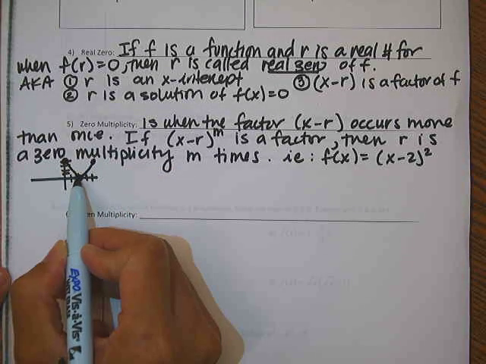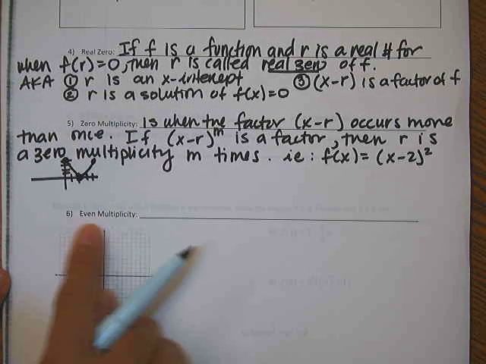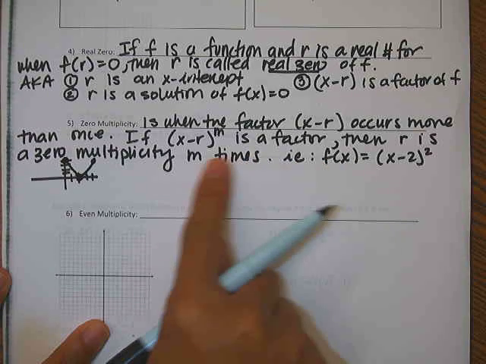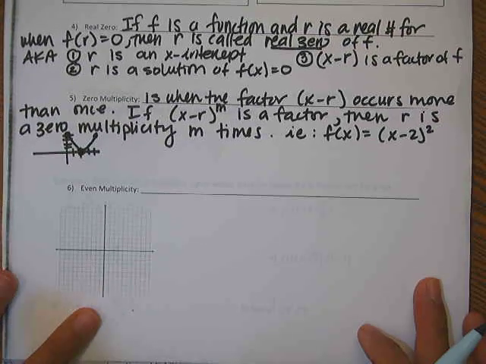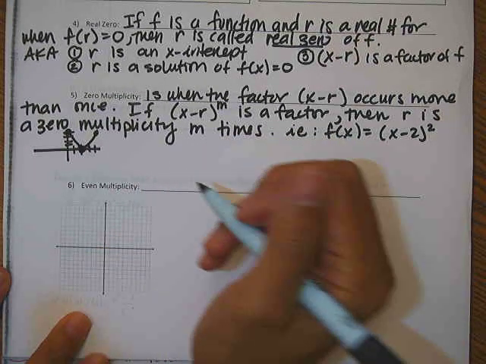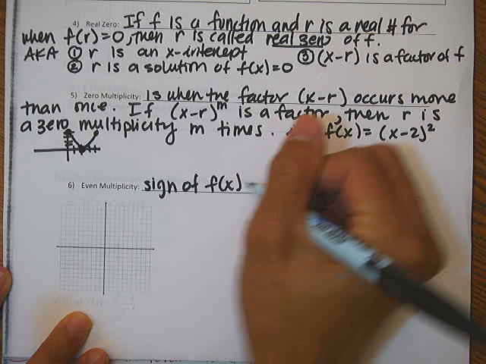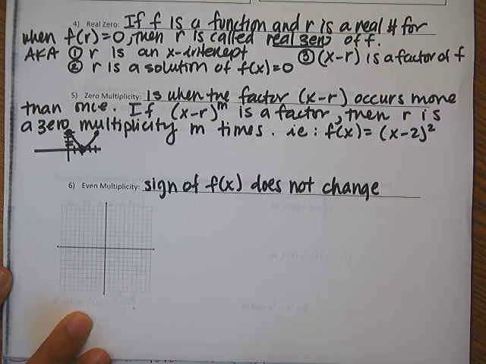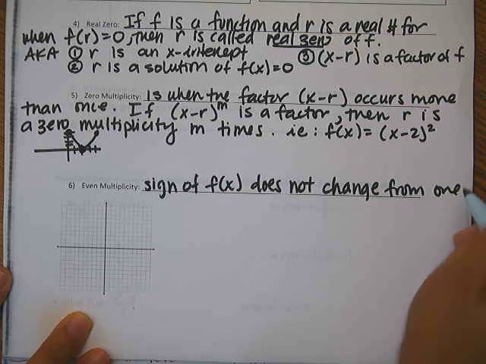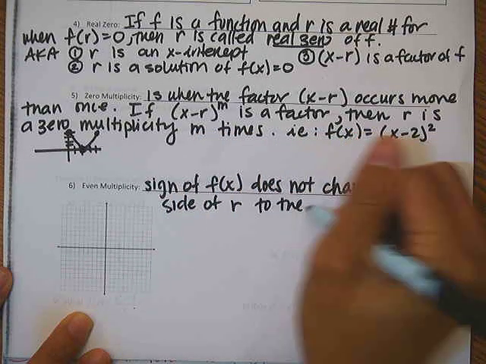Because it's a multiplicity of 2, notice how I'm only going to intersect this at one place. And in a little bit, we're going to see what an even multiplicity does, and that's going to touch this or is related to this. Even multiplicity: the sign of f of x does not change from one side of R to the other side of R.